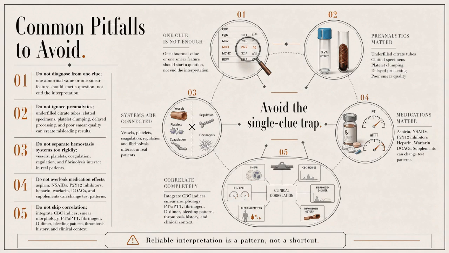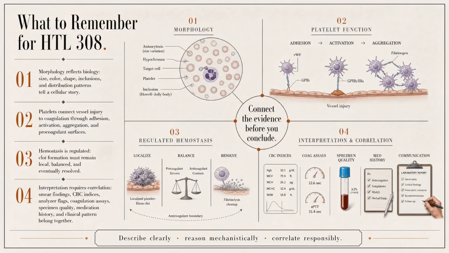Finally, avoid memorizing patterns without understanding the mechanisms. If you understand why iron deficiency causes hypochromic microcytes, you can reason through unfamiliar cases. Pitfalls are reduced when your interpretation is systematic, mechanism-based, and acknowledges uncertainty. The most important takeaways from this lecture are conceptual.